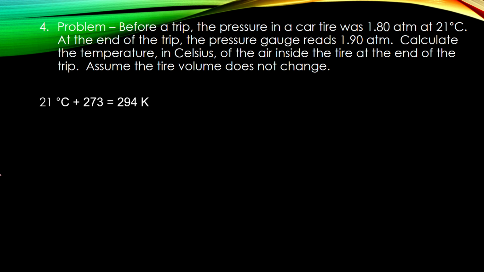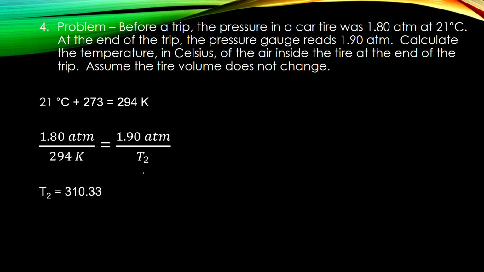So anyway, we changed our temperature to Kelvin, and then we can go ahead and set up our mathematical proportion, essentially. I've got my first pressure over my first temperature, and my second pressure over my second temperature. When I rearrange that and solve it algebraically, I get my second temperature is 310.33. I need 3 sig figs, so that becomes 310 with the decimal there, Kelvin, and I subtract 273, so then I get 37 Celsius as my final answer.